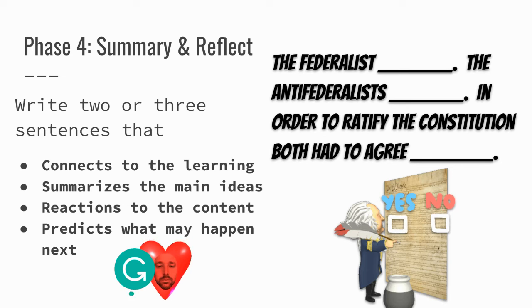So now you can write your summary. If any of that was unclear, send me a message or rewind it and go back to the beginning. You want to write 3 sentences for your summary. It doesn't need to be that long. Tell me the position. Tell me what a Federalist is. Tell me what an Anti-Federalist is. And then, in order to ratify the Constitution, what did both of them have to agree on?